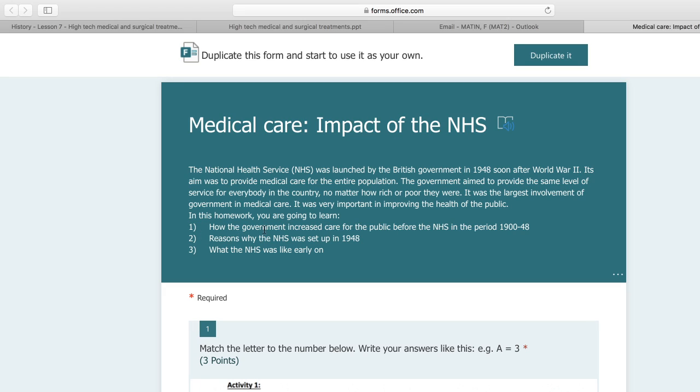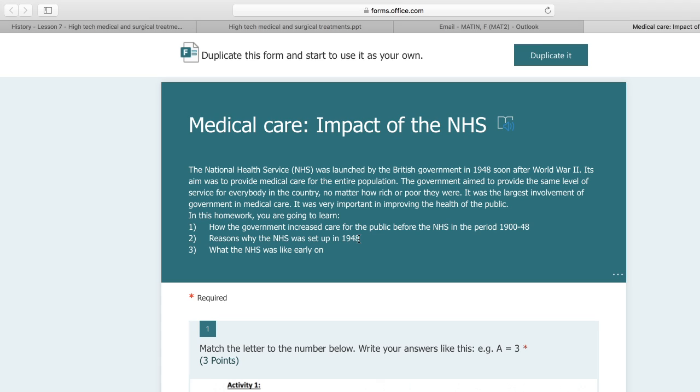So number one, how the government increased care for the public before the NHS in the period 1900 to 48. So before the creation of the NHS, which happened in 1948, what were the government doing to help people and to improve public health? You then will be looking at why the NHS was set up in 1948. So, what caused it to actually be created?